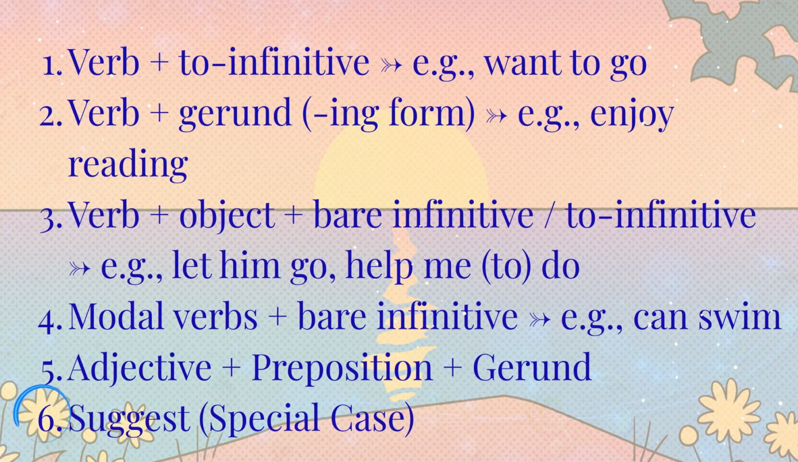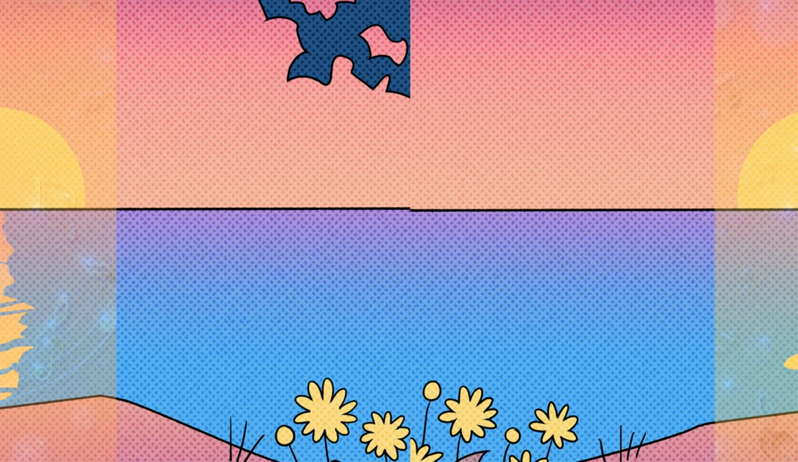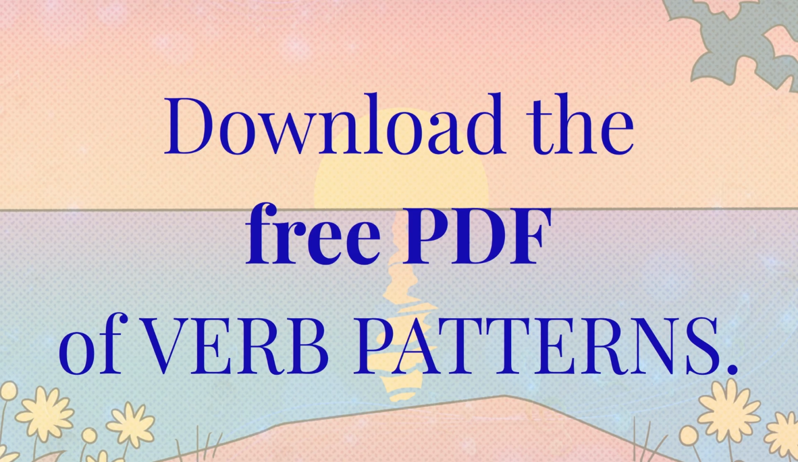It has two structures. Either you use it with a gerund, suggest staying, or you use it with a subjunctive mood, suggest she stay.